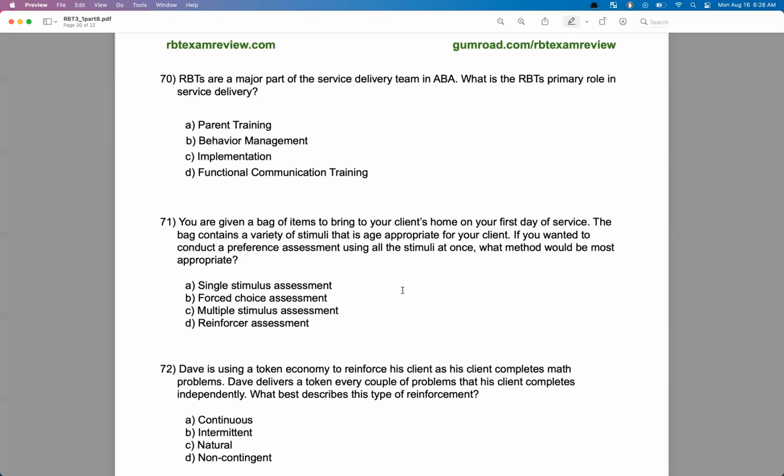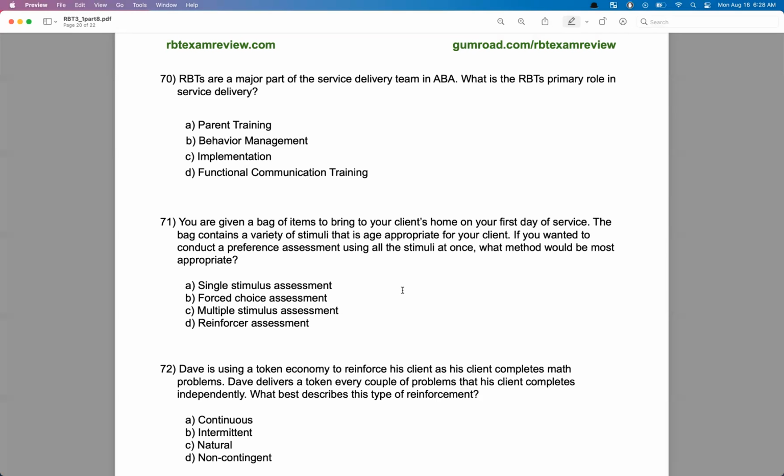So what about multiple stimulus assessment? Yes, right? Remember, we have multiple stimulus with replacement and multiple stimulus without. Multiple stimulus means three or more stimuli we're trying to assess. We're putting them all out at once and having the client pick. So that's how we remember these. Single stimulus is dealing with one stimulus. Forced choice is dealing with two stimuli. And then multiple stimulus is three or more stimuli at a time.